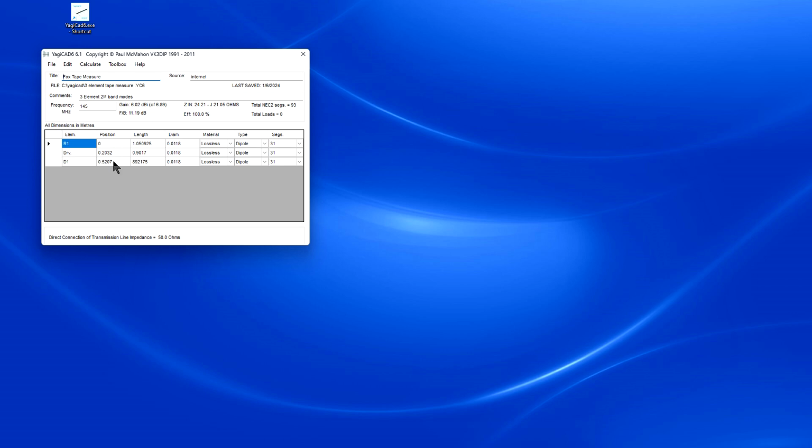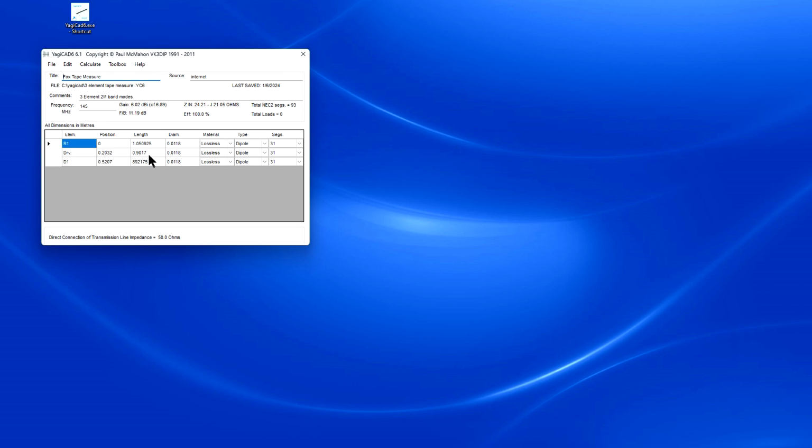and how many from the reflector to the director. So your reflector is your position zero. Your driven is at 0.2032 meters, and your director's at 0.5207 meters. So that's the length of the boom of the antenna and what position these elements lay on. And then in this column, you put in the length in meters of how long the actual element is.